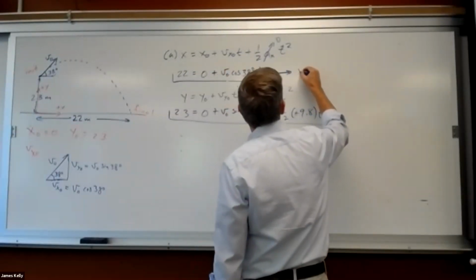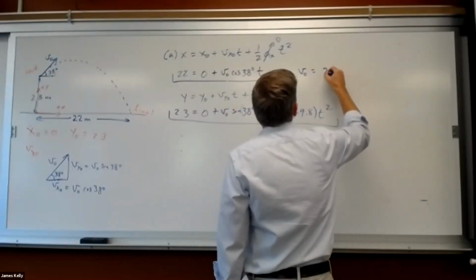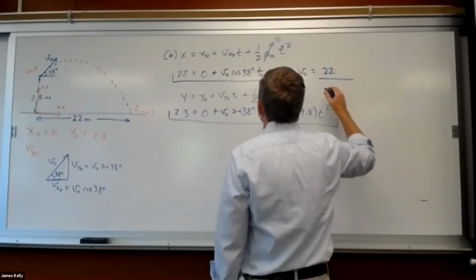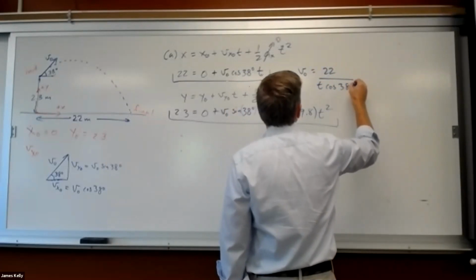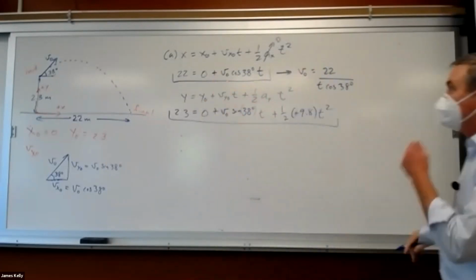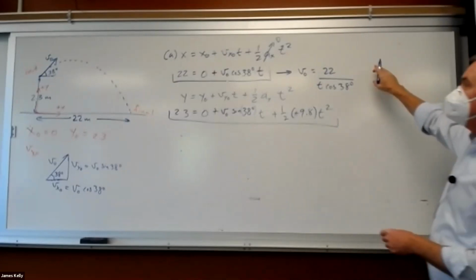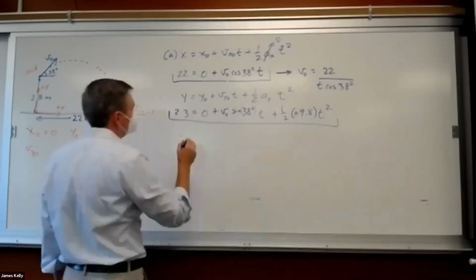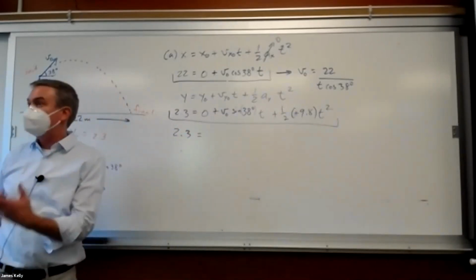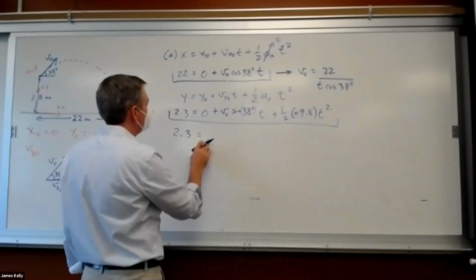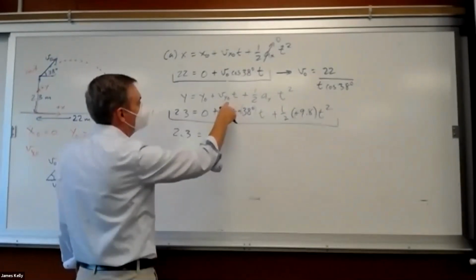So let me just do that here. This means that V0 is equal to 22 over t times the cosine of 38 degrees, right? I just divide by t and divide by cosine of 38 degrees, and I get V0 equals. Now I'm going to substitute that back in here, 2.3, and then I'll have an equation that only involves t, and I'll see if I can get a solution out of it.